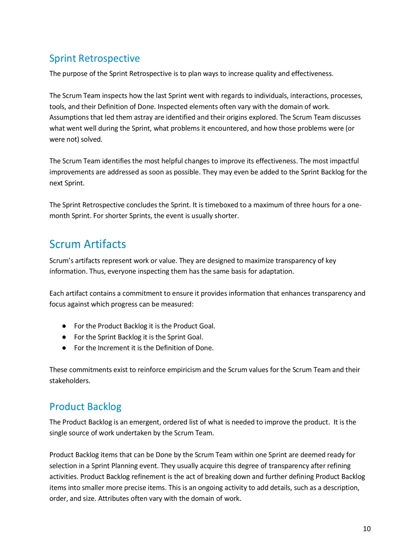Product backlog. The product backlog is an emergent, ordered list of what is needed to improve the product. It is the single source of work undertaken by the Scrum team. Product backlog items that can be done by the Scrum team within one sprint are deemed ready for selection in a sprint planning event. They usually acquire this degree of transparency after refining activities.